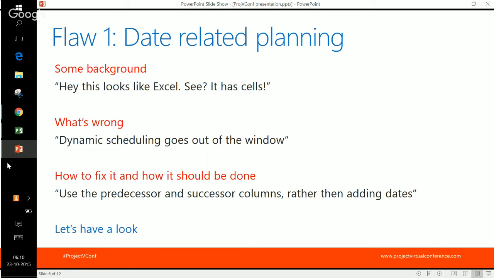So what's wrong? Dynamic scheduling goes out of the window. There is no way for you to use or utilize the scheduling engine that Microsoft Project has. Therefore, you would be working way too many hours on Microsoft Project to get your schedule right instead of just managing that schedule. So how to fix this and how it should be done: use the predecessor column and the successor column rather than adding dates. So let's have a look at my demo file I have ready here.